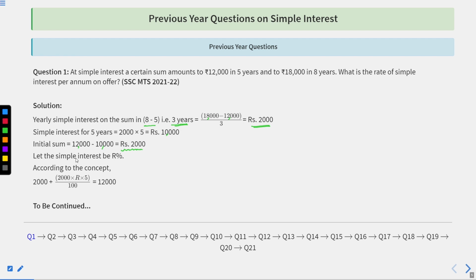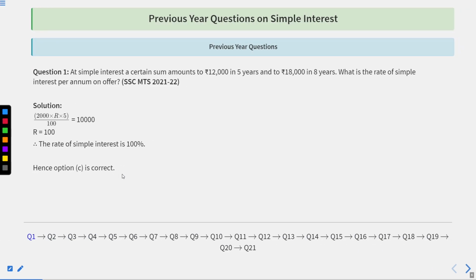So let the rate of simple interest be R%. According to the concept, 2,000 plus 2,000 into R into 5 upon 100 is equal to 12,000. So 2,000 times R into 5 upon 100 is equal to 10,000. So R is equal to 100. So the rate of simple interest is 100%. So the option correct here is option C.